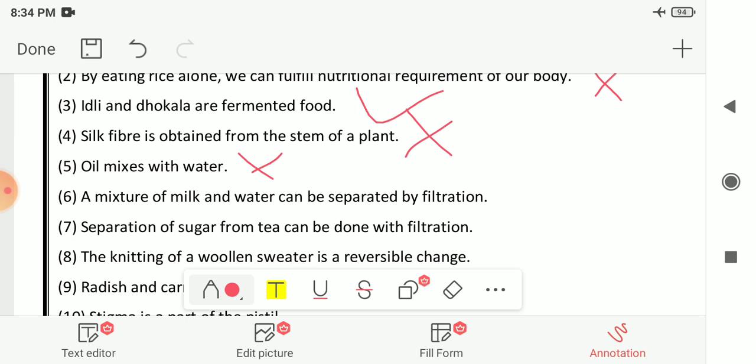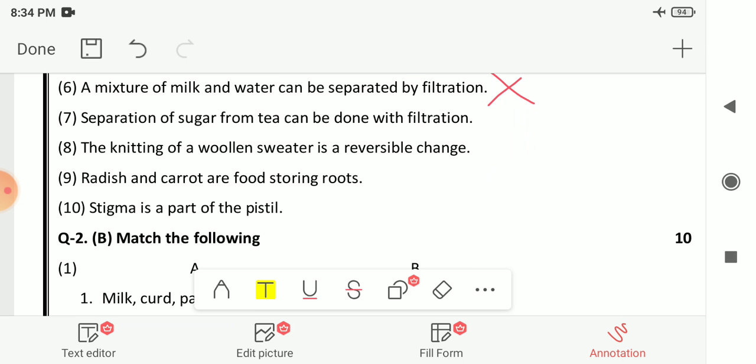Next, sixth number: a mixture of milk and water can be separated by filtration. So here your answer again is false. We cannot separate a mixture of milk and water by filtration, because these can be mixed with each other and these both are liquid. So we cannot separate this by the method of filtration.